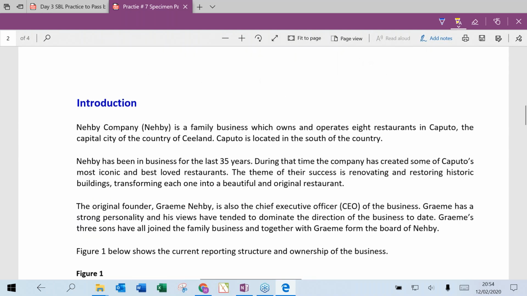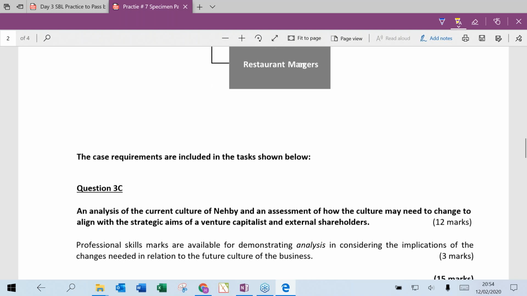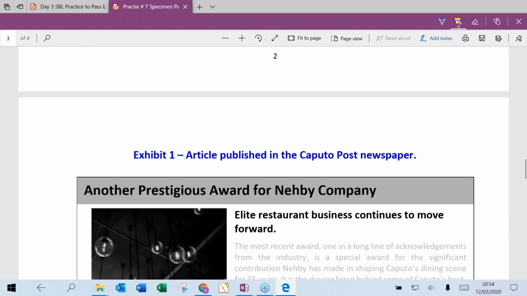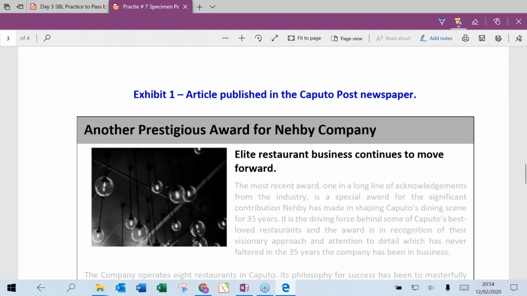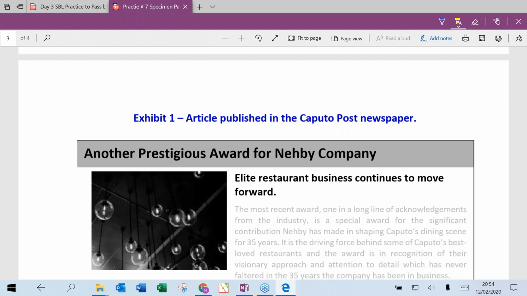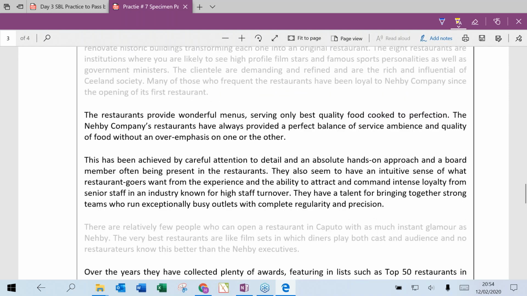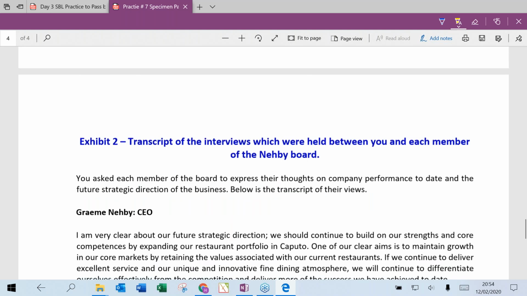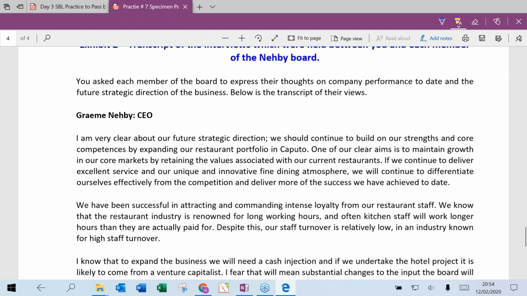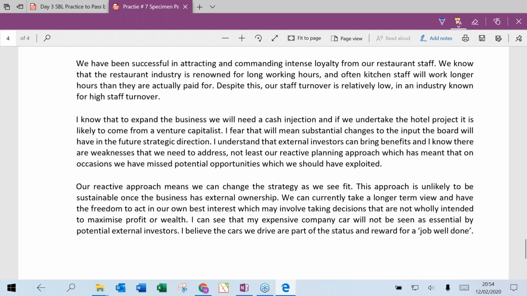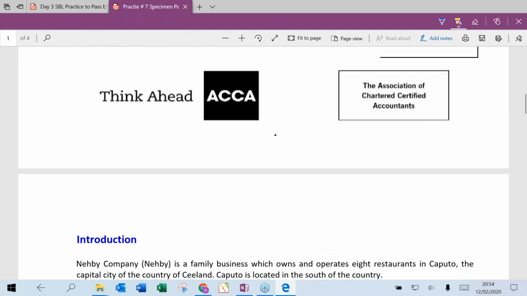There's an introduction, some graph, some picture, some requirement. Exhibit 1 is an article published in Caputo Depot paper. And there's Exhibit 2, transcript of interview. So, as usual, we will start with the introduction.